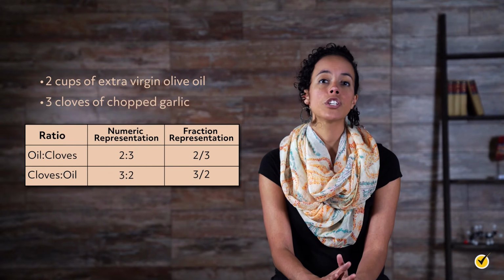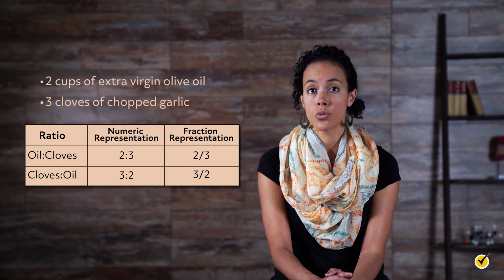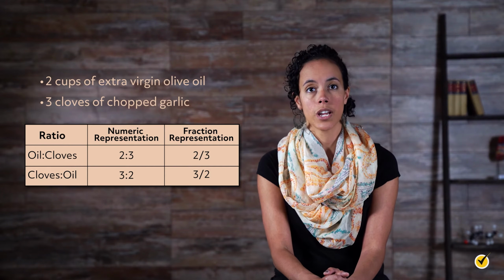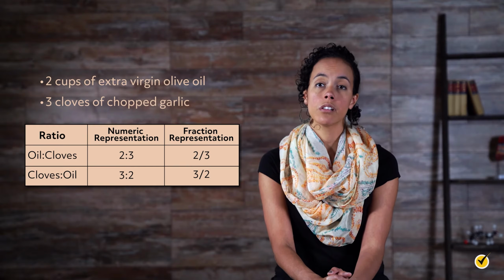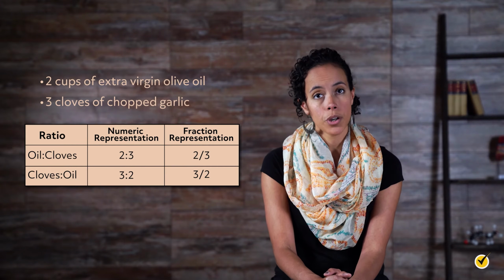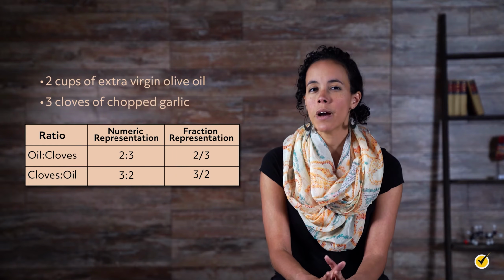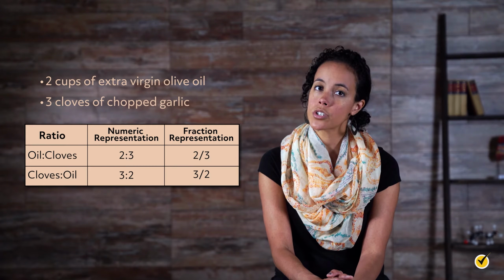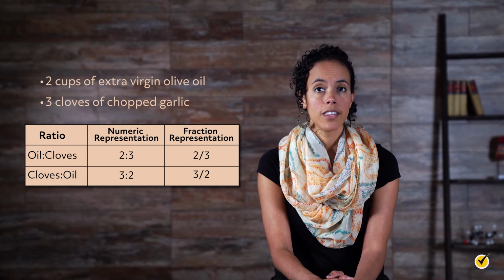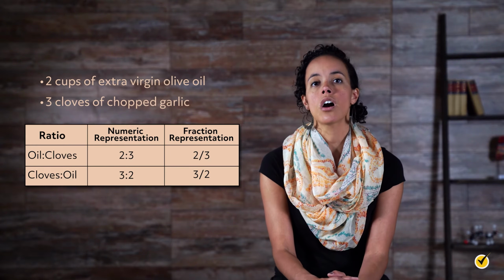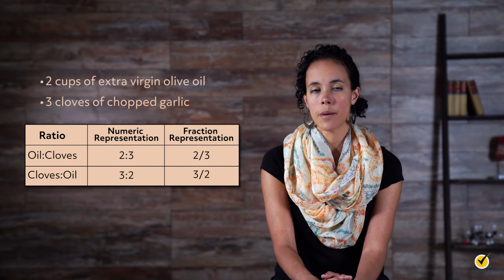In this case, the ratio of oil to cloves is 2 to 3, or 2 over 3, and the ratio of garlic to oil is 3 to 2, or 3 over 2. In cooking, you might hear this referred to as 2 parts oil, 3 parts garlic. This is because the units here are different, cloves versus cups.